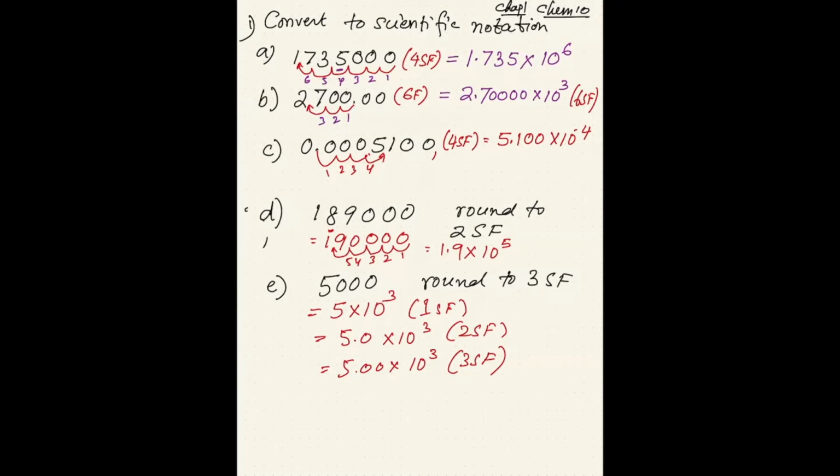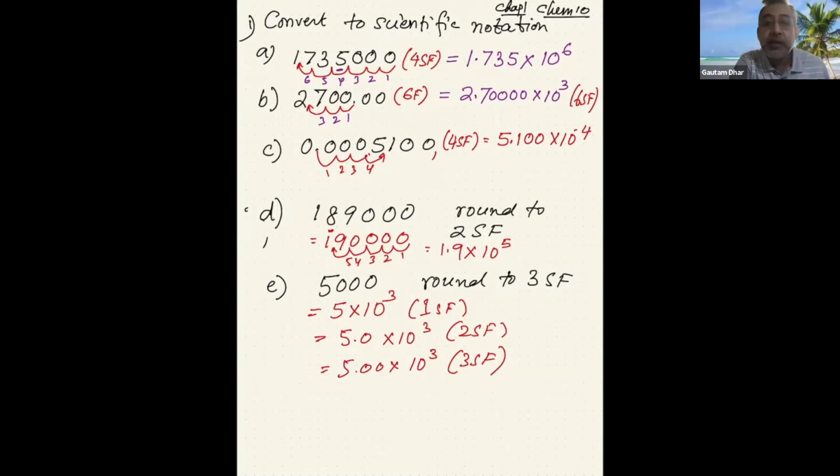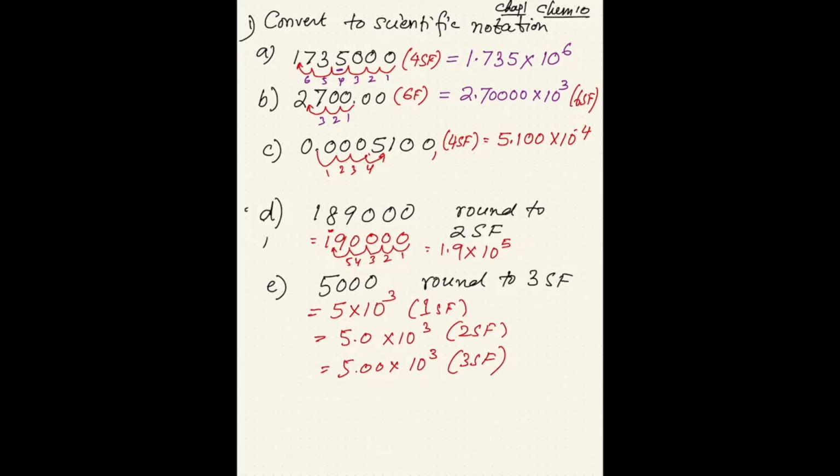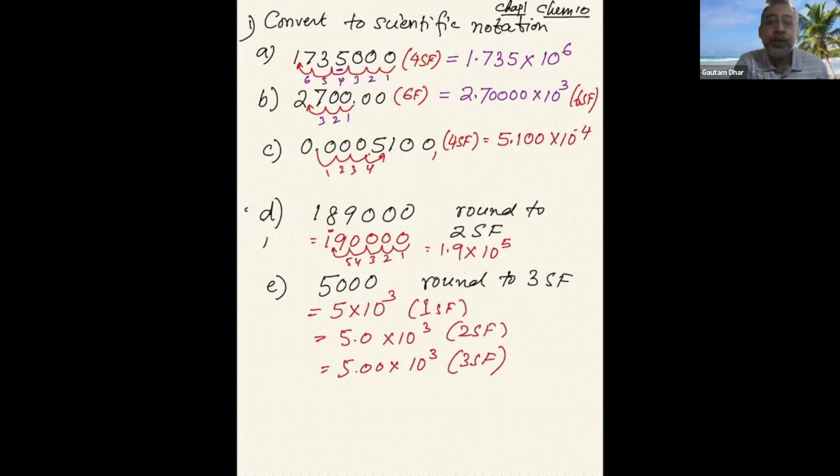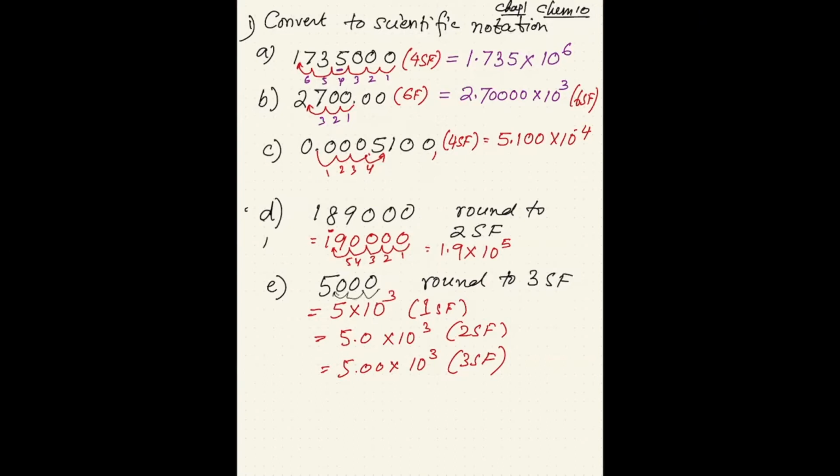For E, I got 5.00 times 10 to the power of 2. No, 10 to the power 3, because that means it's 500. So assume there is a decimal place, and then move the decimal place 3 times. So basically, you're moving like this.